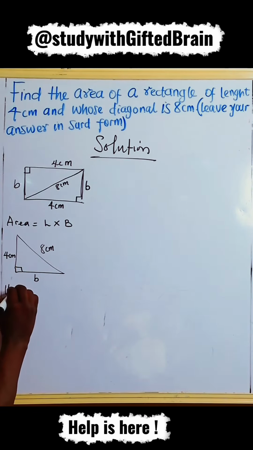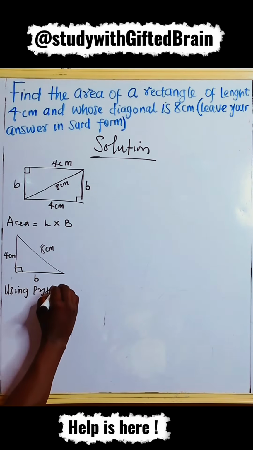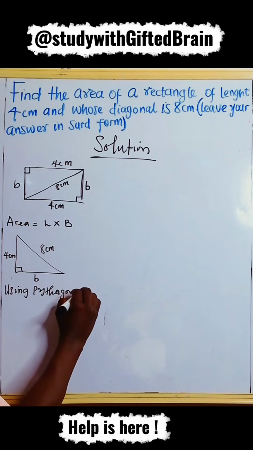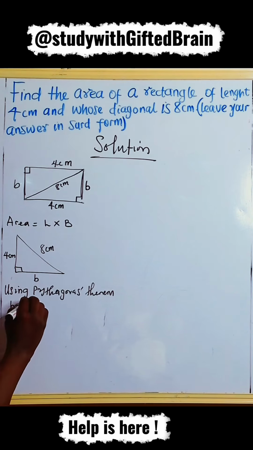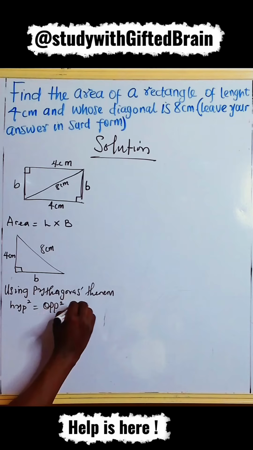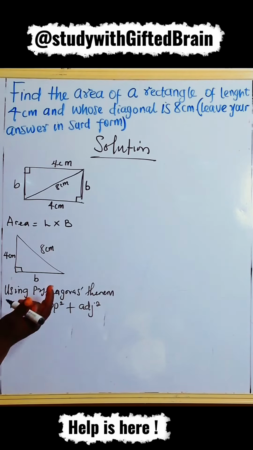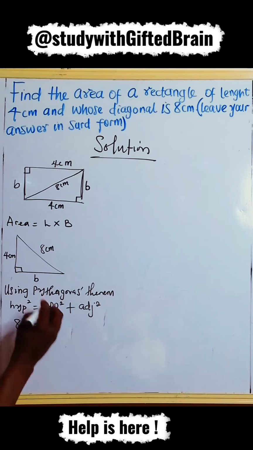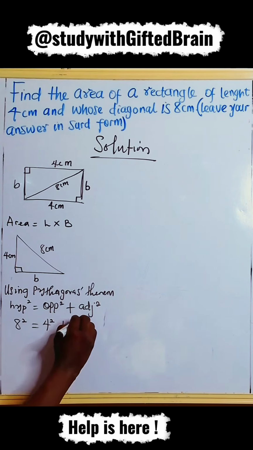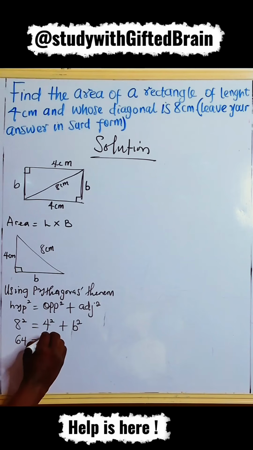So using Pythagoras theorem, I can say that the Pythagoras theorem states that the hypotenuse squared equals the opposite squared plus the what? Adjacent squared. In a normal right angle triangle. Now, the hypotenuse is the longest side, which is 8 squared, and the opposite is here, that's 4 squared plus b squared. Now from here, I have 64 is equal to 16 plus what?